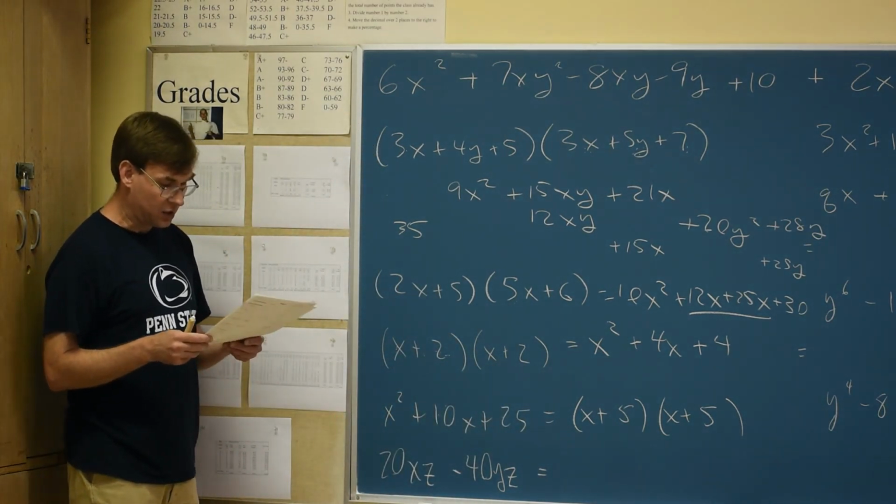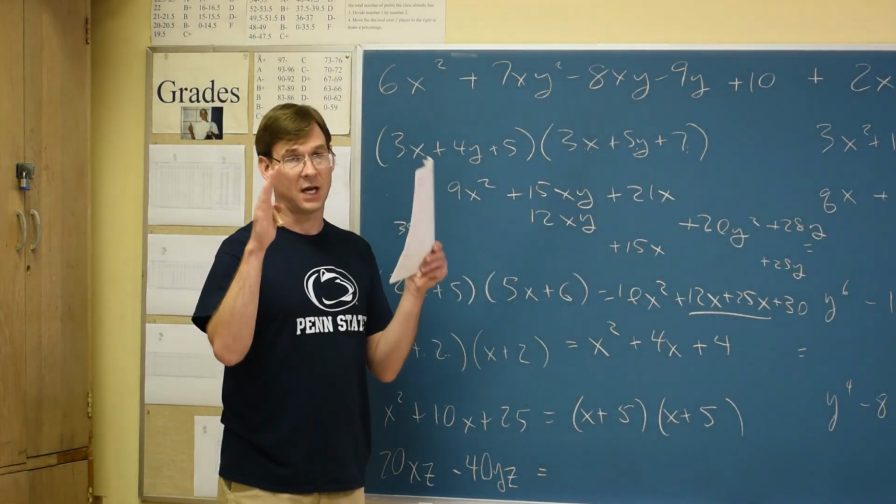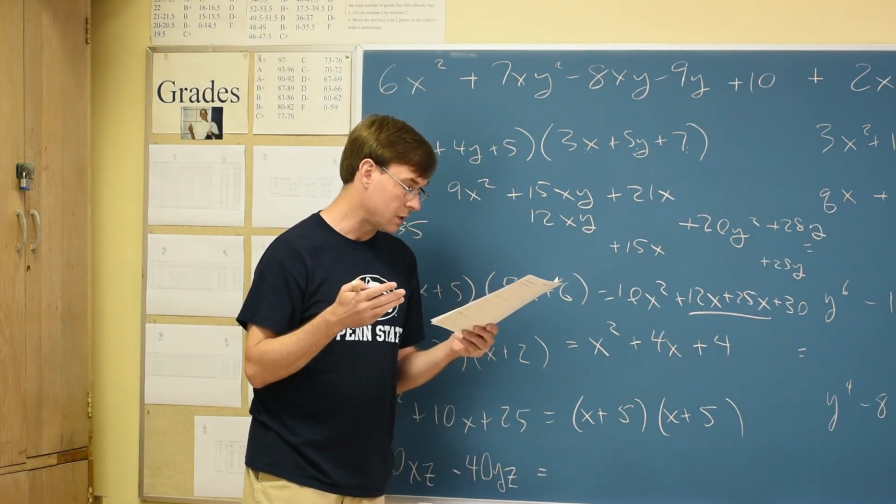For 8, 8's just a difference of squares, so we make 2 sets of parentheses that are the same. Cut the powers in half to both have x's, root the number to have a couple of 5's.